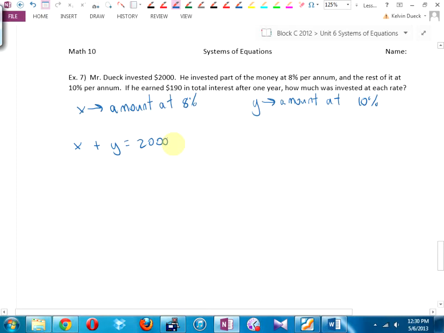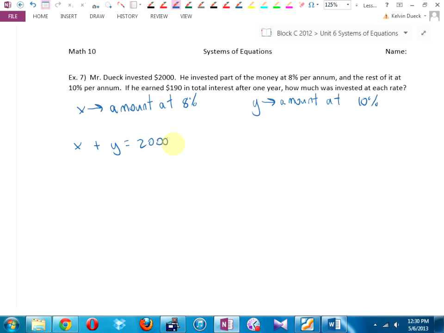Mr. Dueck, why wouldn't you just invest it all at 10%? Because in real life, if you're getting a higher rate of return, there's more risk. So you might say, I'll put some of it into an investment where I get less return, but it's a safer investment, and I'll put some of it into a higher return, but I could lose my money. In case you're wondering, it's always some kid saying, well, I would just invest it all in the highest amount. You might lose it all.